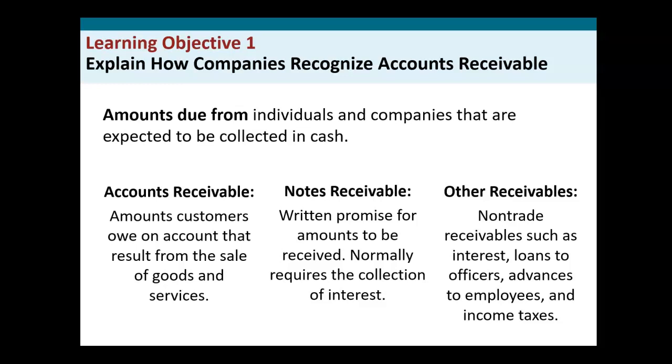Other receivables like interest receivable, loans to employees and officers, income taxes that are refundable, all those things will be at the bottom of the financial statements, and they're just not part of our business. They're things that we do that wouldn't be regular revenues. Like a bank, interest revenue would be part of their business, but for a construction company, interest revenue would probably not be a big part of their business. It wouldn't be normal trade for them. It would go into other receivables.